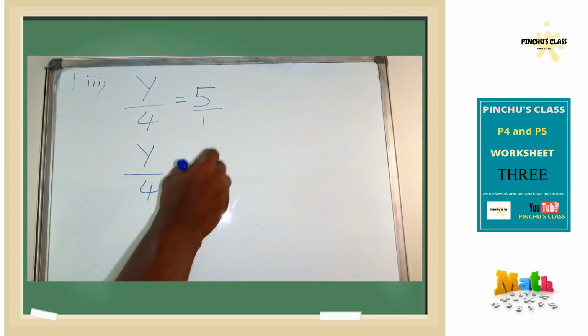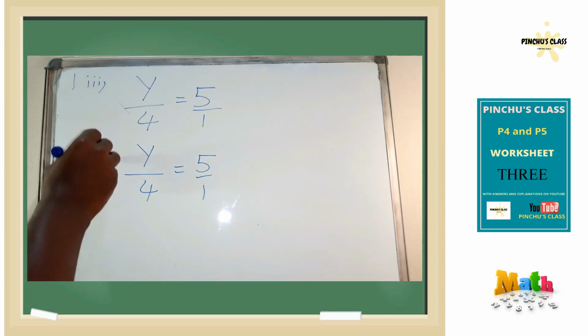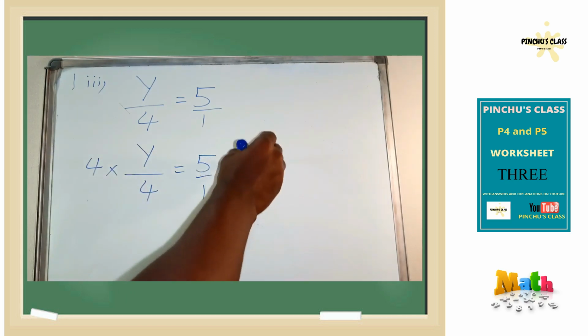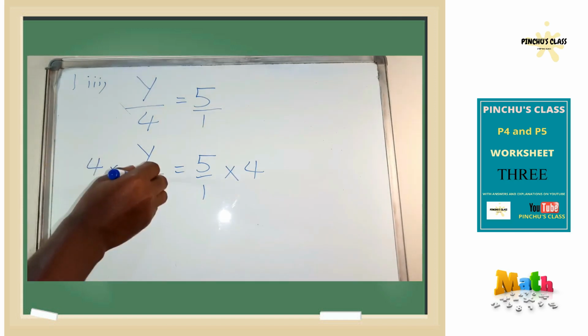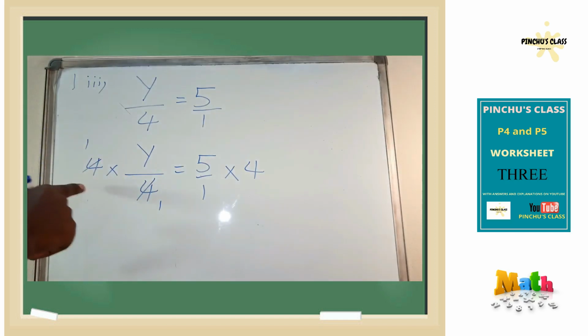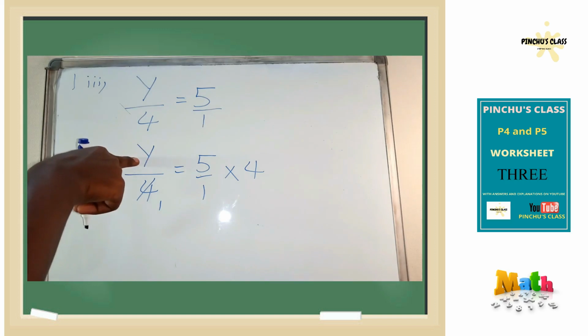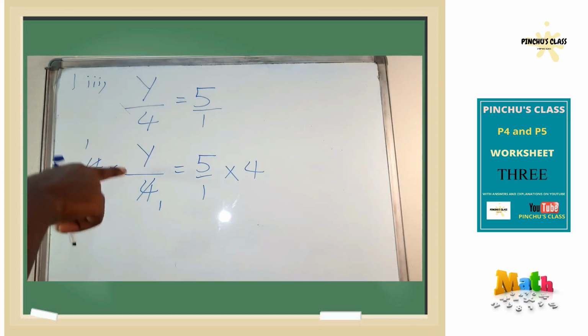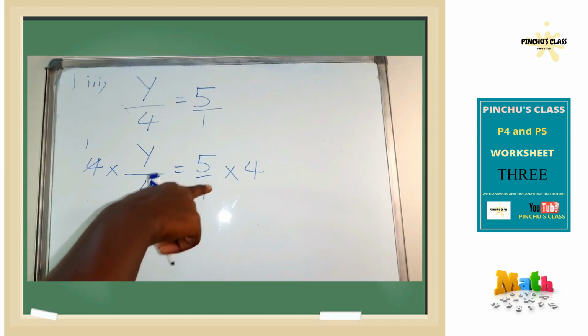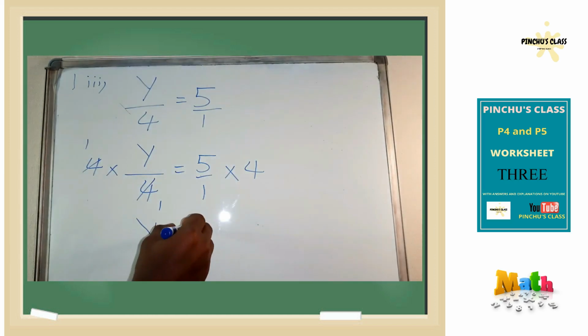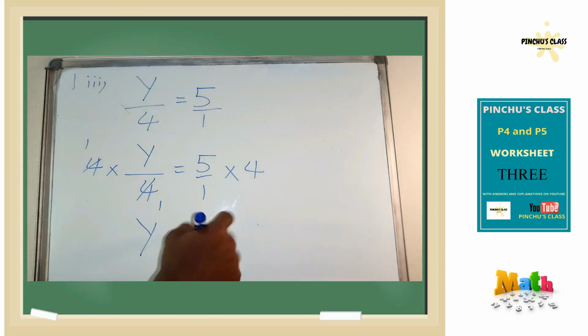So this is what we do. We multiply 4 on this side and even 4 on that side. So when we multiply, this is going to divide with this, and when they divide, this will be 1, even this will be 1. So y times 1 is going to be y, divided by 1 it will remain y. Then this one is going to be 5 times 4, which is 20. So that is the answer, 20.